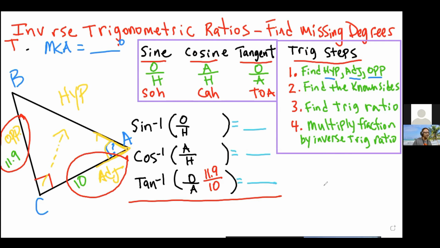Okay, so we're going to go to our calculator. We're going to go ahead and put in 10 times 11.9 divided by 10 equals what? Okay, so we're going to go ahead and do that.